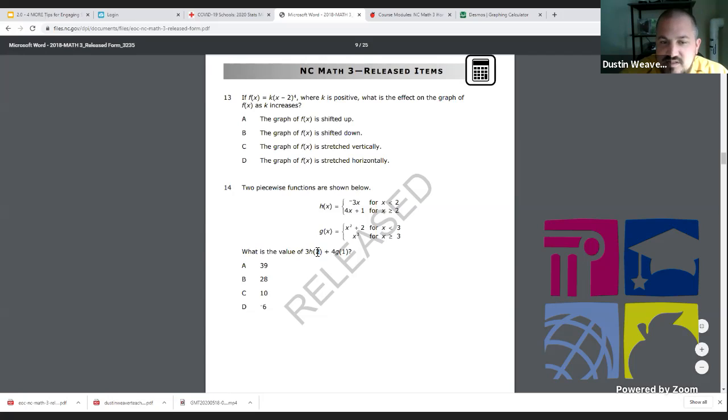Well, x is going to be 2, so we're going to use this second equation, 4x plus 1. So if x is 2, what is my answer here going to be when I plug in 2? 4 times 2 plus 1 is going to give me what?